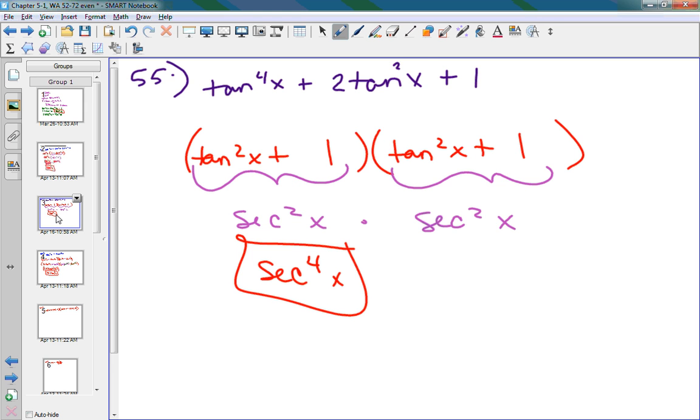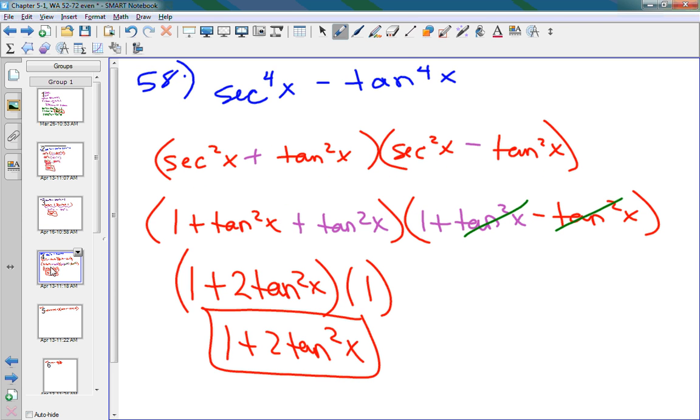These are attached by multiplication. These are attached by addition. Does that make sense? So I have one tangent squared and I have another tangent squared. So how many tangent squareds do I have total? 2. Does that make sense?